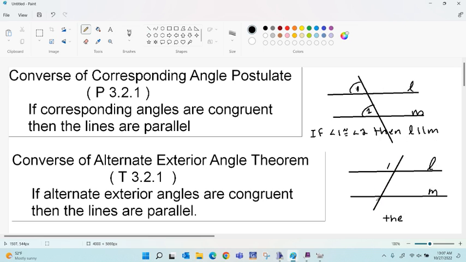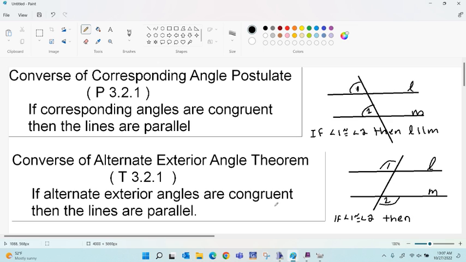Can somebody describe where angle 2 would be if we're thinking alternate exterior angles? Abby? The 2 would be on the other side of the line, all the way at the bottom. All the way at the bottom, good. So if angle 1 is congruent to angle 2 in this case, if they're like that, then what would be the conclusion? Then the lines are parallel.